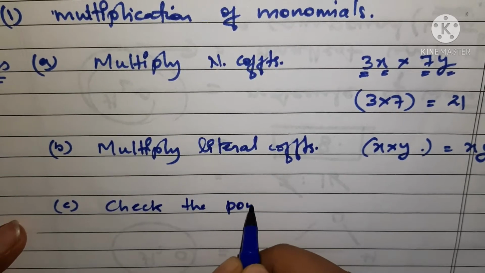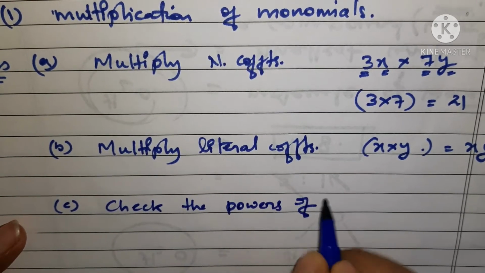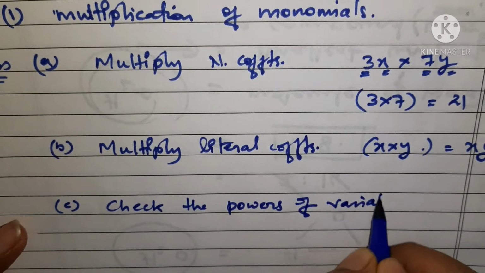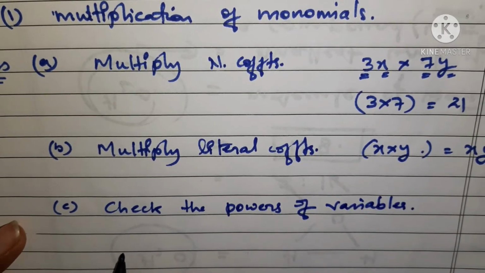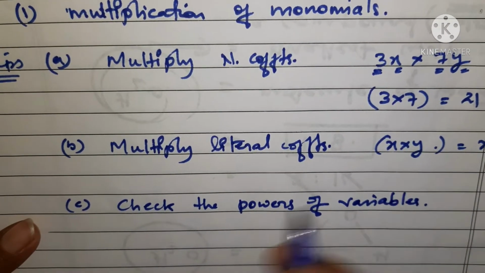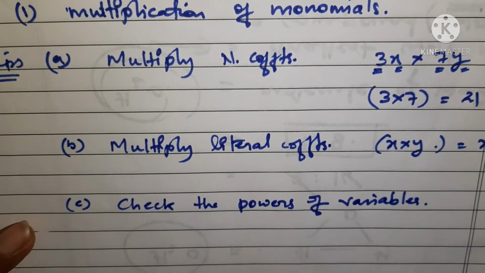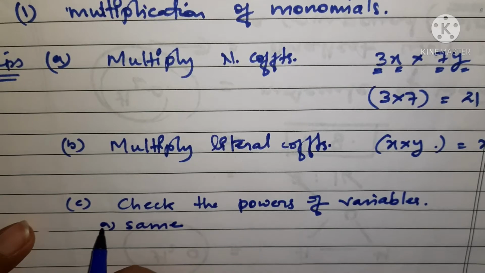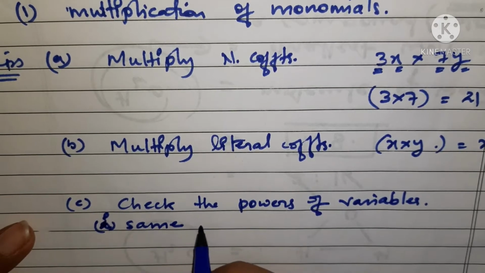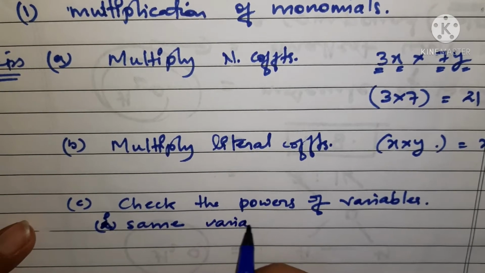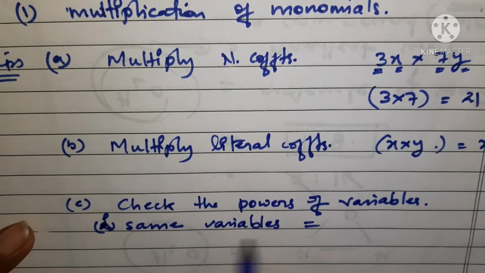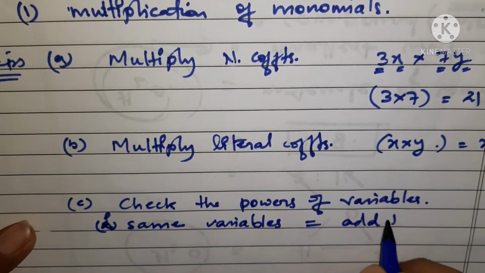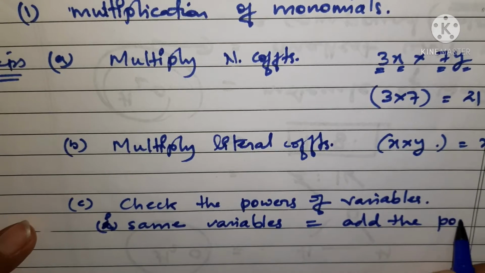Check the powers of the variables. If you are having same variables, here you have two conditions. For the case of same variables, you have to add the powers. If you are having same variables, add the powers. You have to add the powers, right?